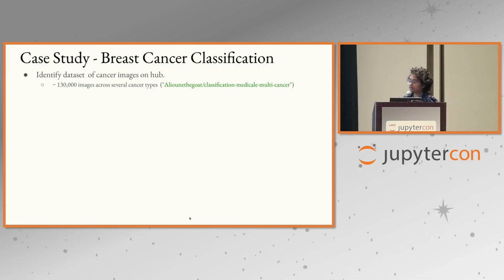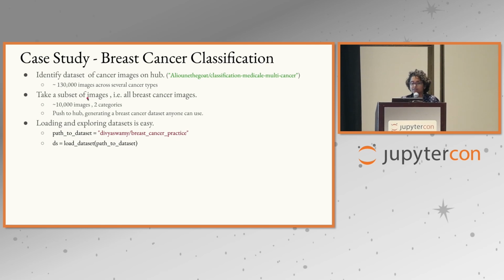So here's a case study. I wanted to look at breast cancer classification. The first thing I did is I went to the Hugging Face portal and I looked for a data set for cancer images. I came across this multi-scale, multi-cancer data set. This had about 130,000 images of several cancer types. So I took a subset of these images. I identified all breast cancer images, about 10,000 of those, in 2 different categories, benign and malignant, and pushed it to the hub. This way, I generated a practice data set. Now this is available for anybody to use.